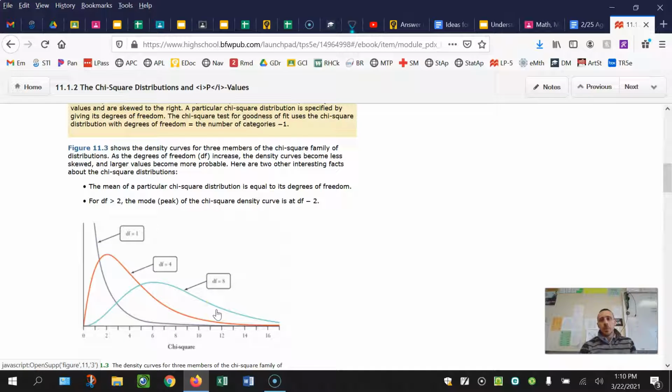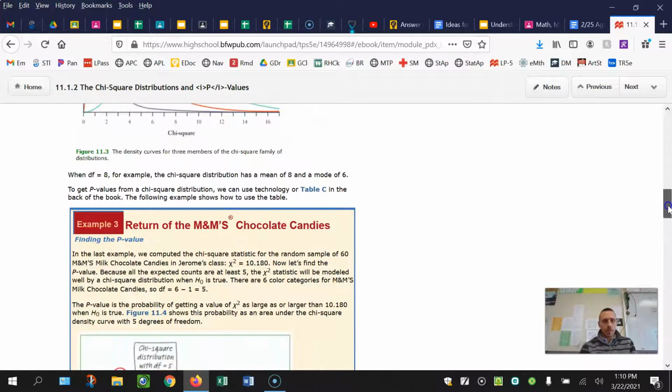The degrees of freedom are calculated by the number of categories minus 1. For the M&Ms, I think there were 6 different colors, minus 1, so there would be 5 degrees of freedom. And just a little review: if the distribution is skewed right, the mean is going to be bigger than the median.